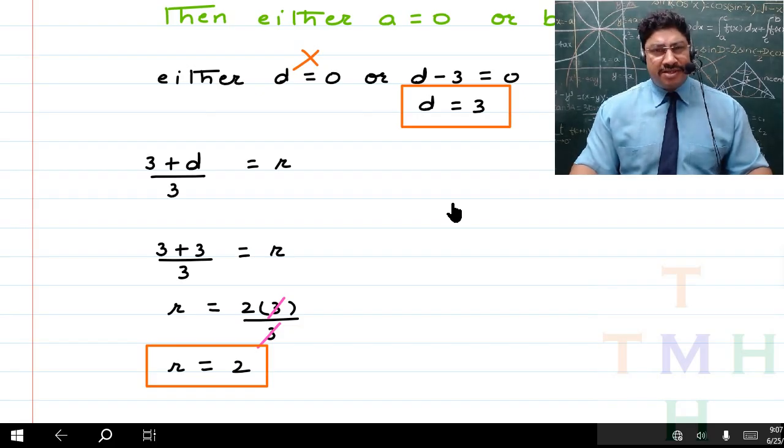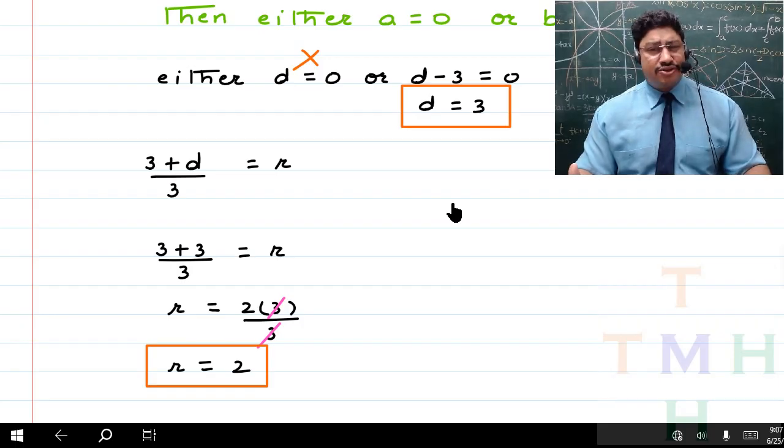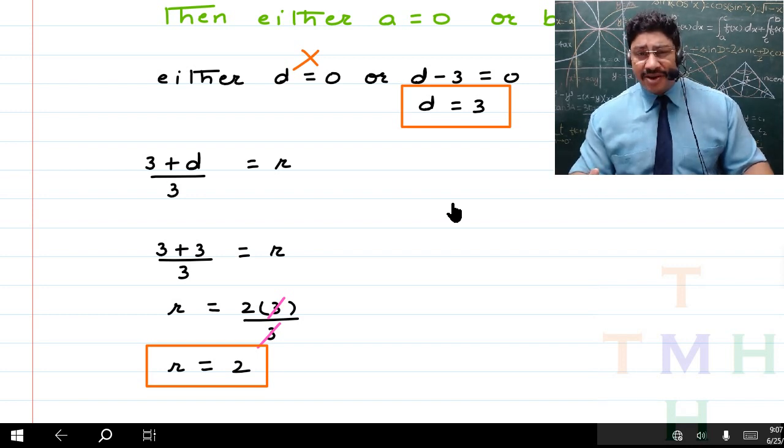I hope you people must have understood this and enjoyed what an arithmetic progression and what a geometric progression is, and will definitely be able to find out the nth term of an arithmetic progression as well as a geometric progression. Well, I've tried to clear your concept.